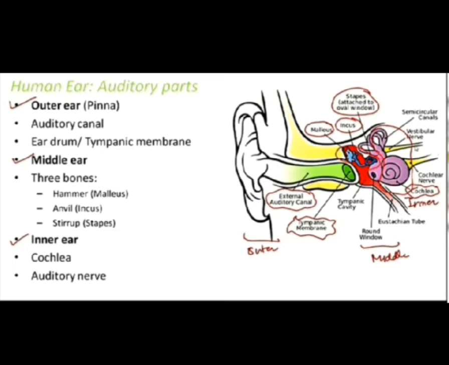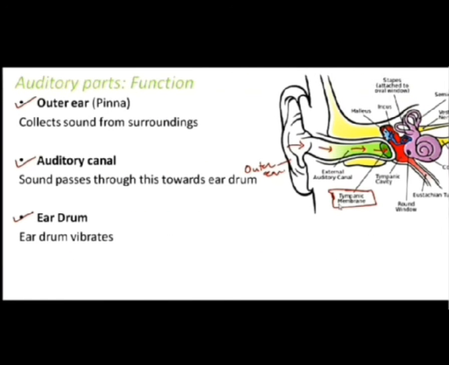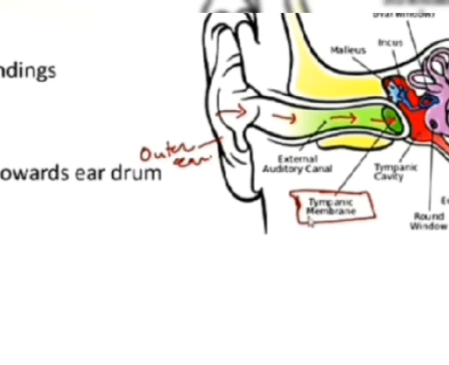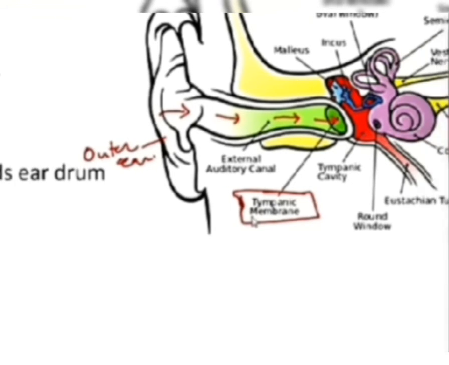Now we will talk about the function of each part. So let's start with the outer ear, that is pinna. Its purpose is to collect sound waves from the surrounding. So obviously this is the outermost part, so its job is to collect all the sound from the surrounding, and then it will send it inside through the auditory canal. Through this auditory canal, sound passes towards the eardrum. As I told you, sound will enter through the outer ear and then it will travel through the auditory canal and it will finally reach the eardrum.